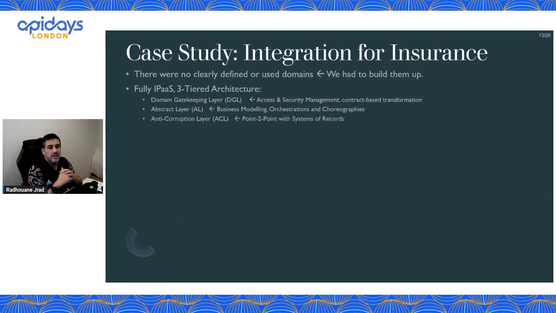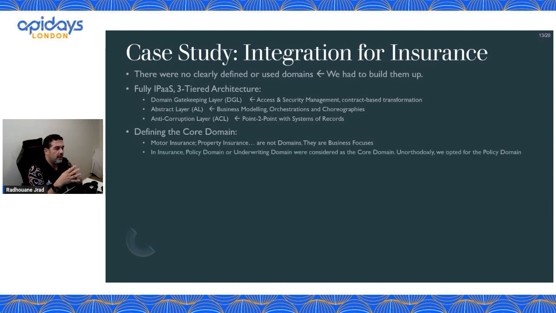Then you have the anti-corruption layer, as I said to you. This is the layer by which you get data from systems of record without having to hurt the abstract layer and the DGL, the main gatekeeping layer. Now, I talked about the core domain. In insurance, usually it's underwriting, okay? But in this case, we went for the policy domain. I'll spare you the reason why.